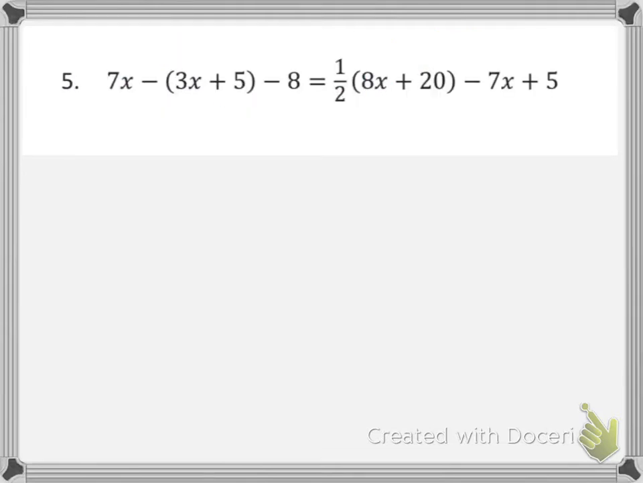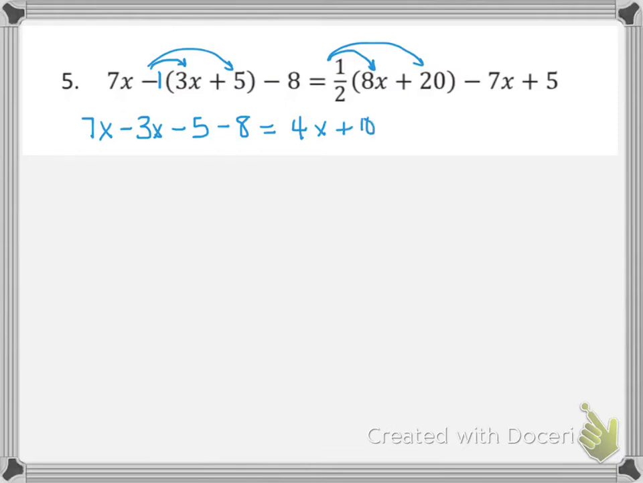All right, one more. Let's see. I've got the distributive property here. Remember, this is -1 times whatever's in the parentheses. So I'm going to distribute, and I get 7x. -1 times 3x is negative 3x. -1 times 5 is -5. And then minus 8, and that's equal to 1/2 times 8x, which would be 4x. And then half of 20 would be 10. So that's plus 10. And then we had a -7x and a plus 5.